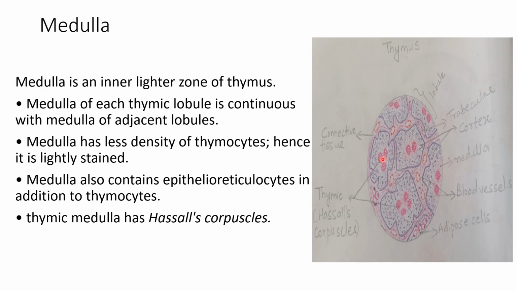The inner lighter zone of the thymus is known as medulla. It is lighter stained because it has less amount of thymocytes in it. And apart from thymocytes, the epithelio-reticular cells are also there, and the peculiarity or the identification feature of thymus is the presence of Hassall's corpuscles. So these are the Hassall's corpuscles present in the medulla of the thymus.